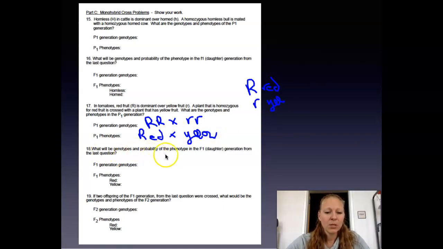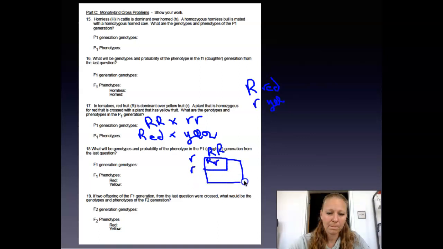So what will be the genotypes and probabilities of the phenotypes of the daughter generation? So let's do this out. If we have big R, little r, little r, we're going to have, I don't have enough room here, big R, little r. Let me make my Punnett square much bigger. So big R, little r, big R, little r, big R, little r, big R, little r.